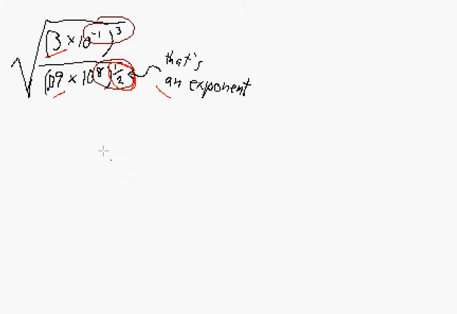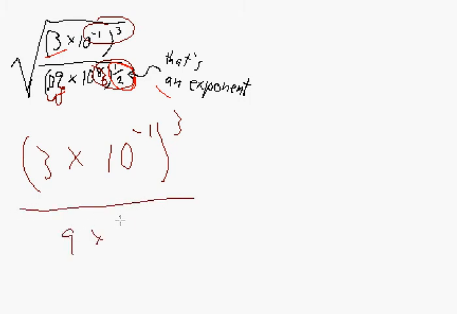So, before we move on though, this 0.09, it's really best to fix it and make it a 9. Makes things simpler. And this 10 to the 8th is going to become a 10 to the 6th. So I'm going to write that again so it's more clean. We have 3 times 10 to the negative 1, and it's cubed. And we have 9 times 10 to the 6th, and we're taking the square root of that.